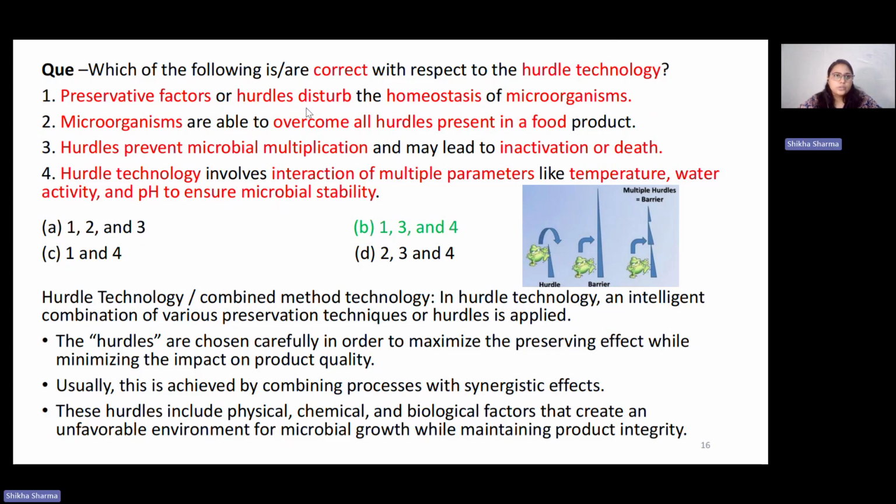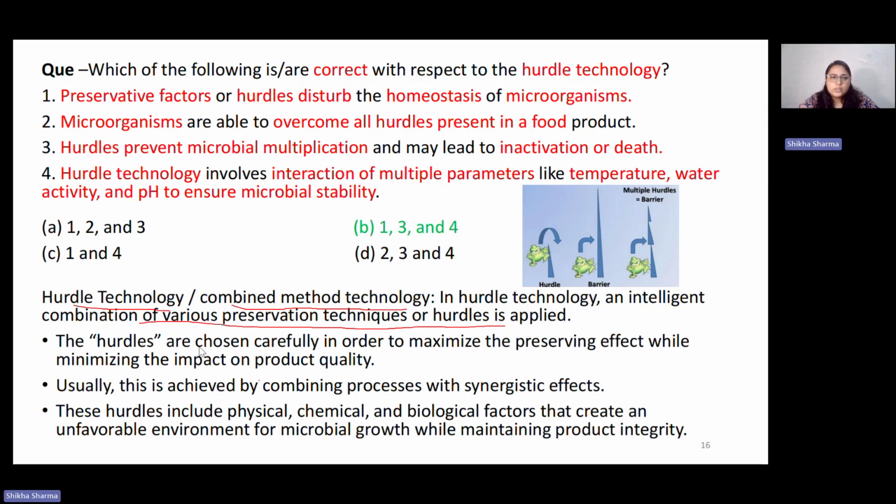Okay. So we were discussing hurdle technology. So let's discuss what hurdle technology is first. Hurdle technology is also known as combined method technology. In hurdle technology, an intelligent combination of various preservation techniques, the hurdles, are applied. So a combination of different preservative techniques are applied in hurdle technology.